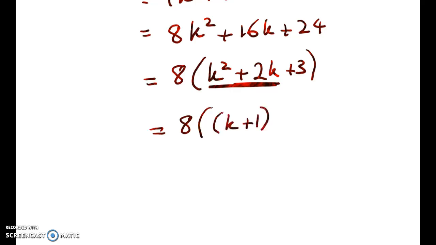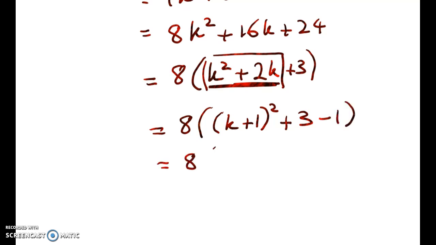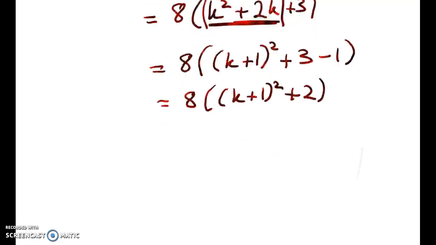We've got (k + 1) squared. So box that. And we've added in 1, so we'll take out 1. If you're not following that, go watch my videos on completing the square. And now we've got 8 times ((k + 1) squared + 2). Now, can this ever be 0? Well, no, it can't, but we have to explain why.